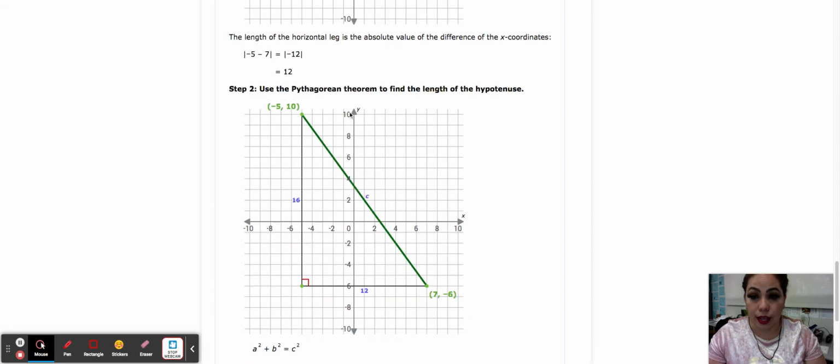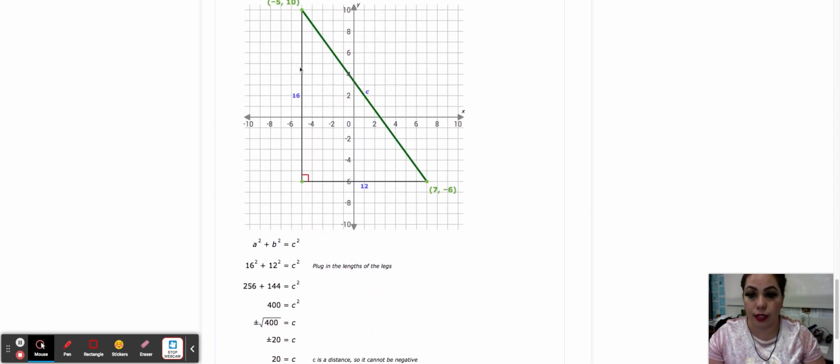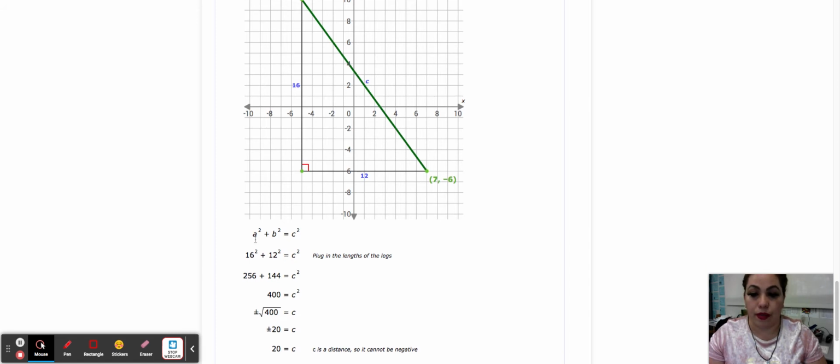All right. After figuring out the points and the numbers in the coordinate plane, we're going to do the Pythagorean theorem. So the formula is a squared plus b squared equals c squared. So this is the first leg, 16 squared, second leg, 12 squared, equals c squared, because we're trying to figure out the distance of this line that they give us. 16 times 16 is 256, and 12 times 12 is 144, equals c squared.